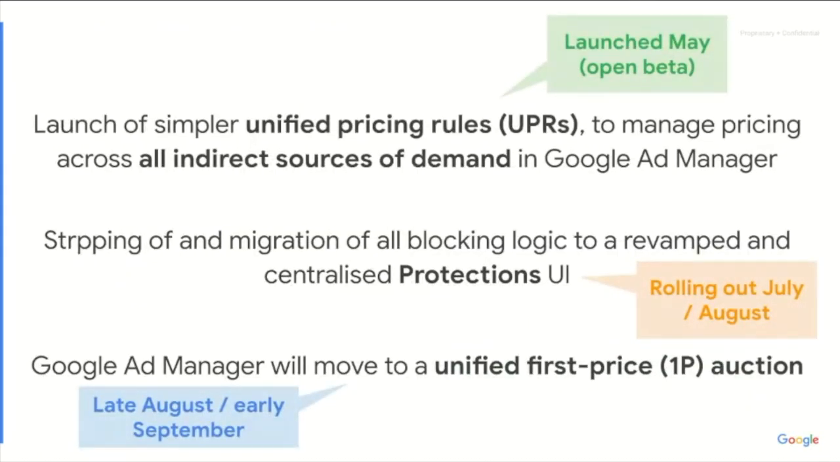Okay, and then just a quick recap. Unified pricing rules, they're in open beta now. Feel free to start thinking about them. Looking forward to sharing some best practices in a moment. Protections are rolling out right now as we speak. Google Ad Manager is moving to a unified first price auction late August, early September, subject to change, but we're currently on track.